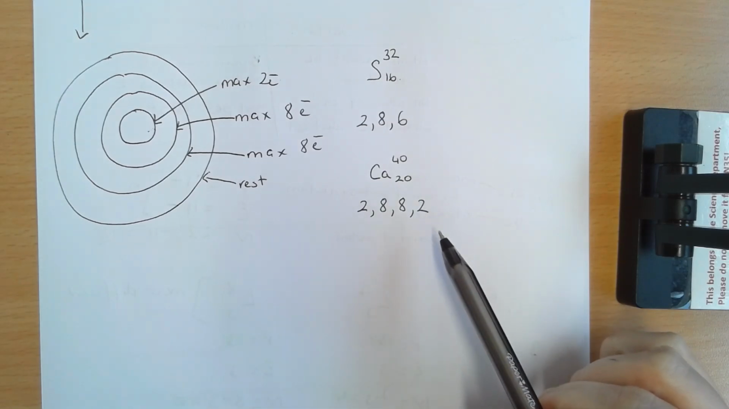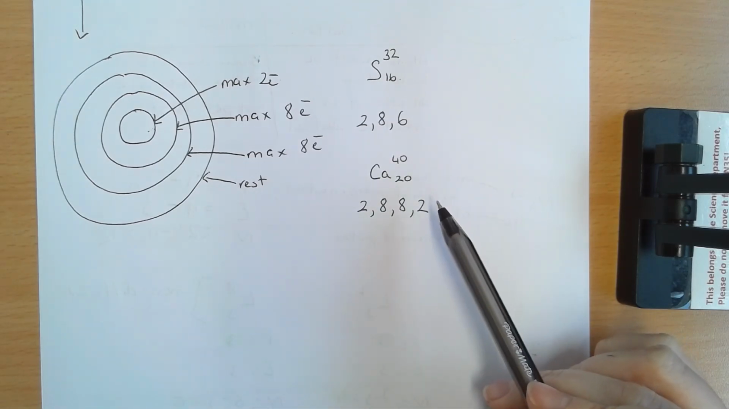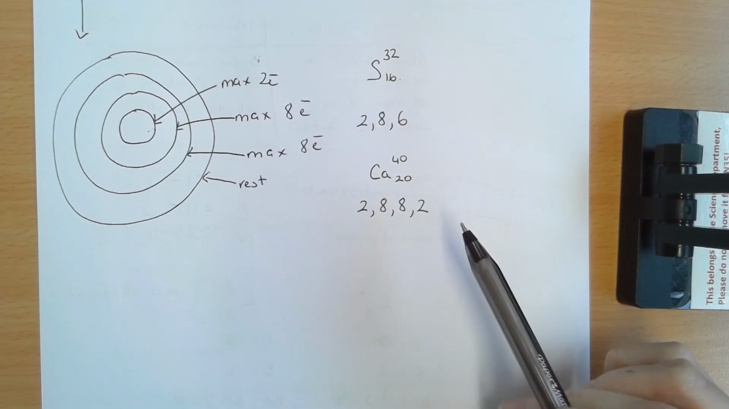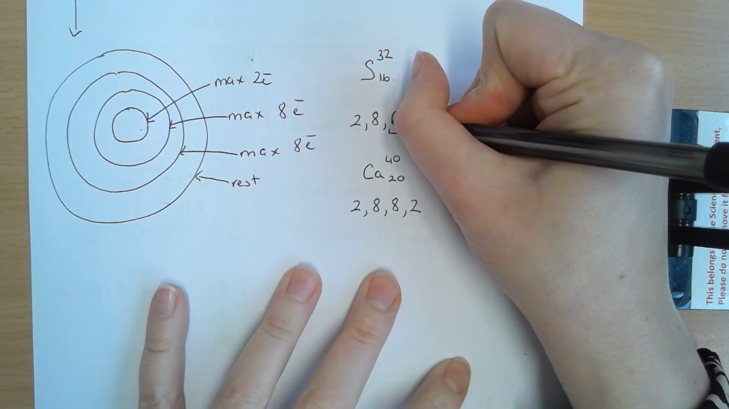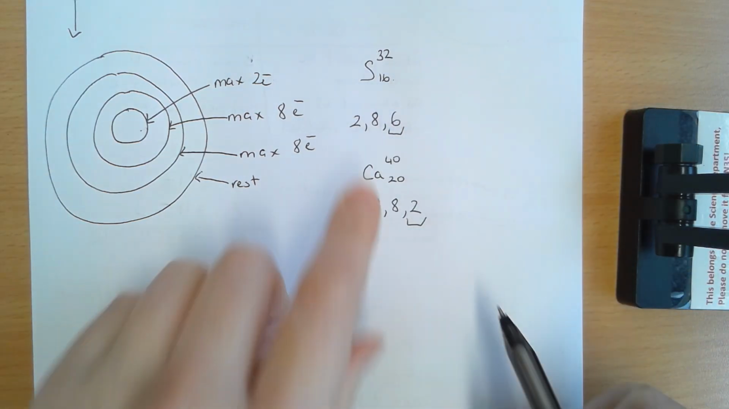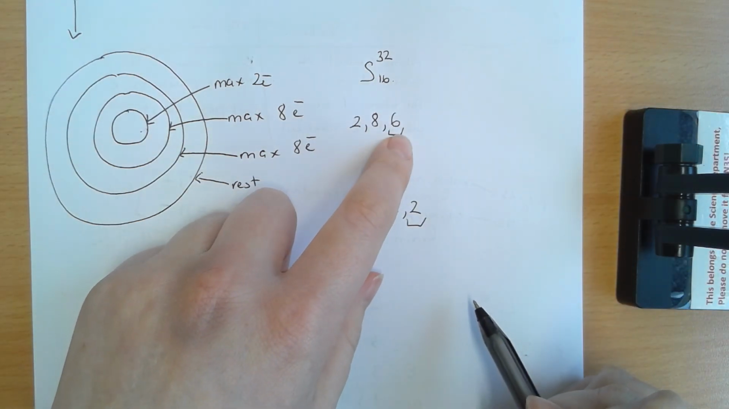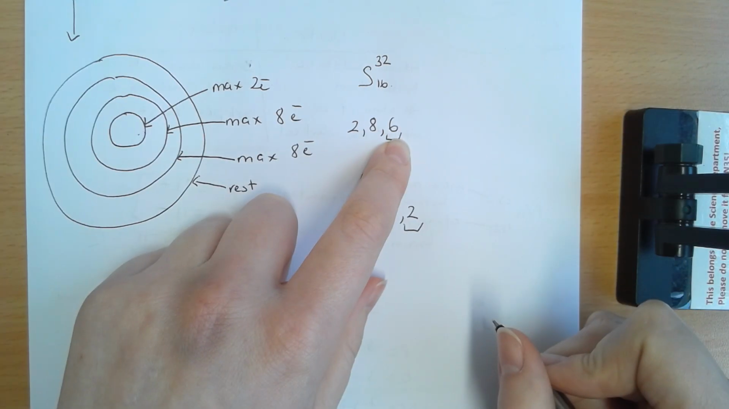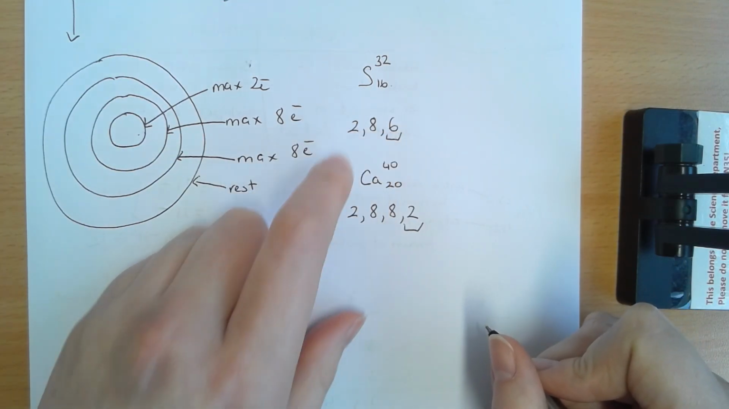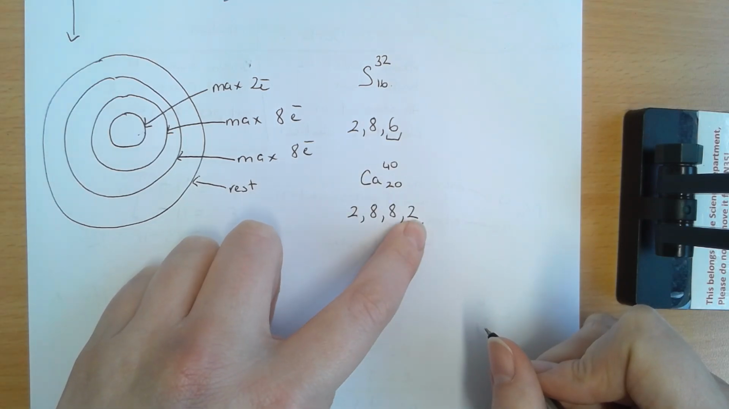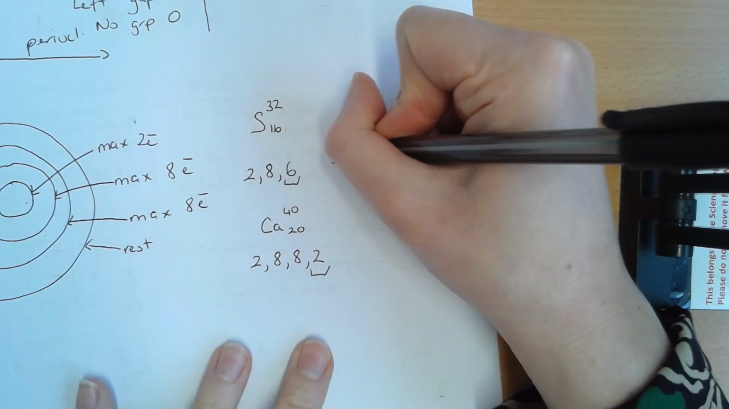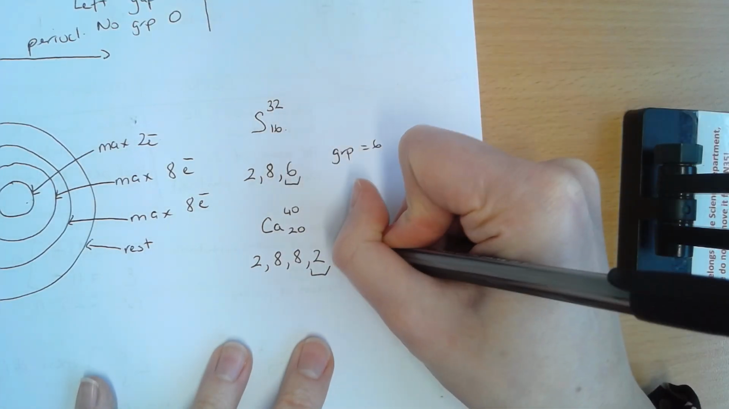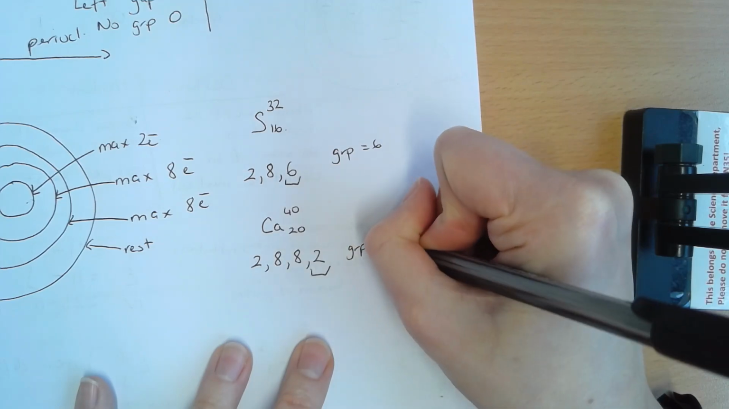Once you've got your electron configuration, you can use that to work out what group and what period an element is in. So if I want to work out the group, I always look at the last number. Sulfur is in group 6 because it's got 6 electrons in the outside shell. Calcium is in group 2 because it's got 2 electrons in the outside shell. So you're just looking at the one on the outside to see what group it is in.